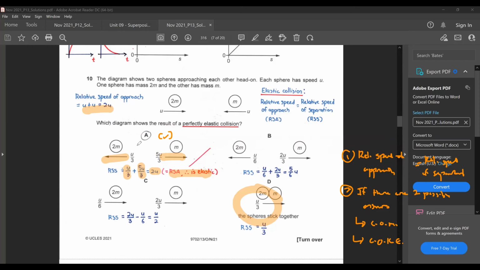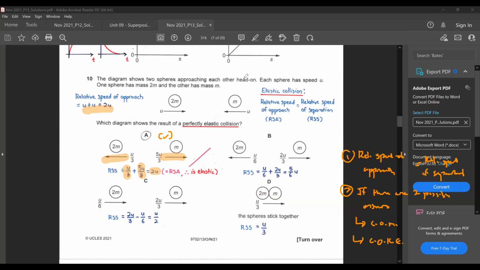Now, if you did this for answer choice A, and you got it the first time, that relative speed of separation is the same as relative speed of approach, my advice to you is to double check with the rest of the answers. See whether this is the only one, okay? Because if you're unlucky, maybe there's another one that also told you the same thing. So you go and repeat the calculation for the rest of the answer choices just to double check.